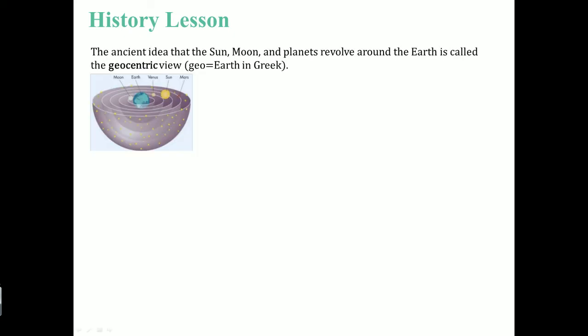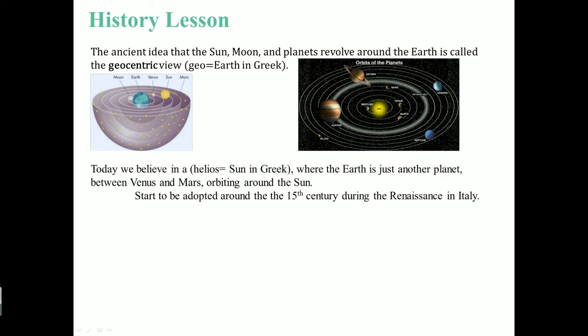Let's review a couple of history lessons. This is not on the AP Physics 1 exam. I just want to give you a brief history lesson of where this idea comes from, in case you are on Jeopardy. The ancient idea that the sun, moon, and stars revolve around Earth is called the geocentric view. Geo stands for the Earth in Greek. But in modern times, we believe in the heliocentric view. Helios means sun in Greek, where the Earth is just another planet, between Venus and Mars, orbiting around the Sun. We started adopting this around the 15th century during the Renaissance in Italy.